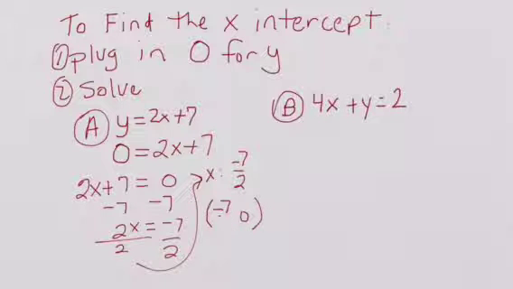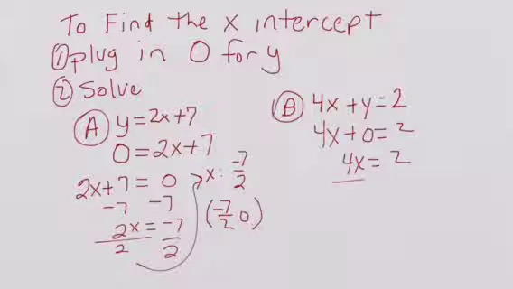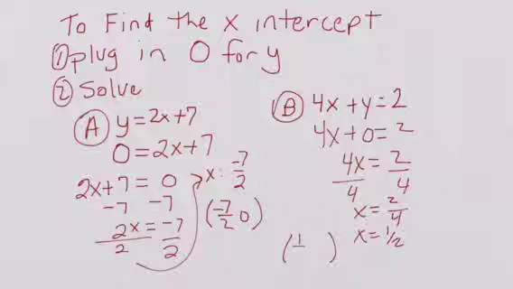Okay? So now let's go ahead and do the next one. So we're going to do 4x plus 0. Again, the value for y is going to be 0, is equal to 2. 4x is equal to 2. Divide by 4, divide by 4. X is equal to 2/4. So x is equal to 1/2. So our x-intercept is going to be 1/2, 0.